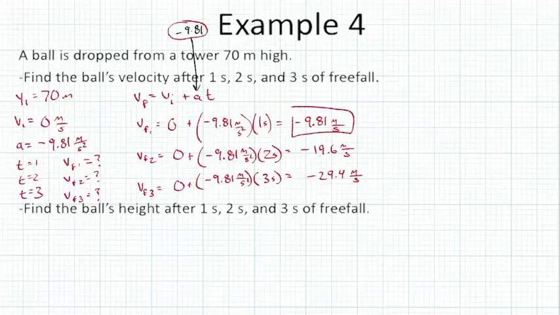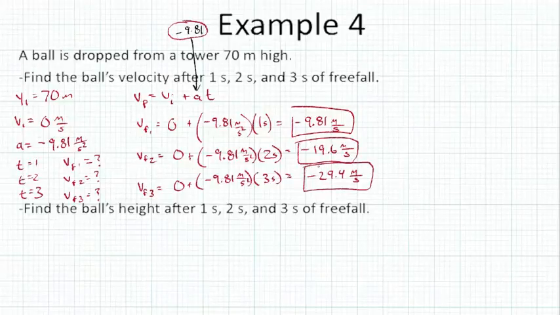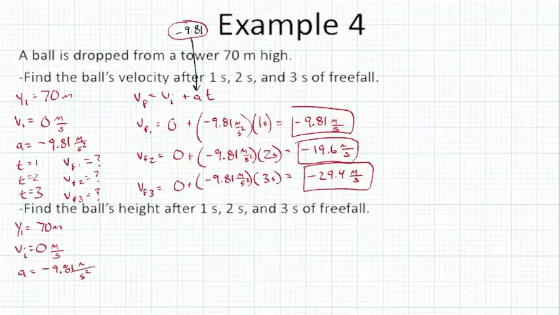So that's our velocity at time equals 1, velocity at time equals 2, and velocity at time equals 3. Now the question is, what's the ball's height after 1 second, 2 seconds, and 3 seconds? Again, let's write down our knowns. Our initial y position is 70 meters. Our initial velocity is 0 meters per second. Our acceleration is negative 9.81 meters per second squared. And we want to find the height, or that is the difference in the displacement.